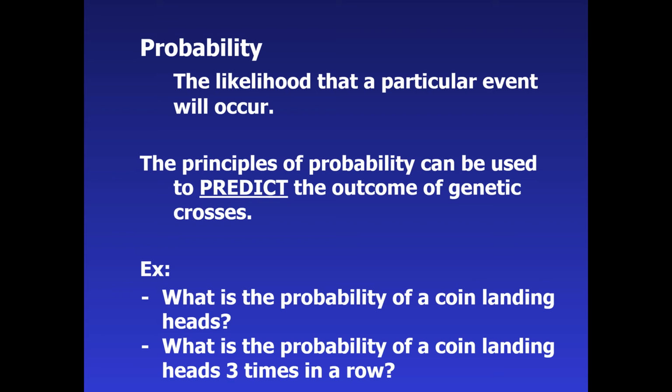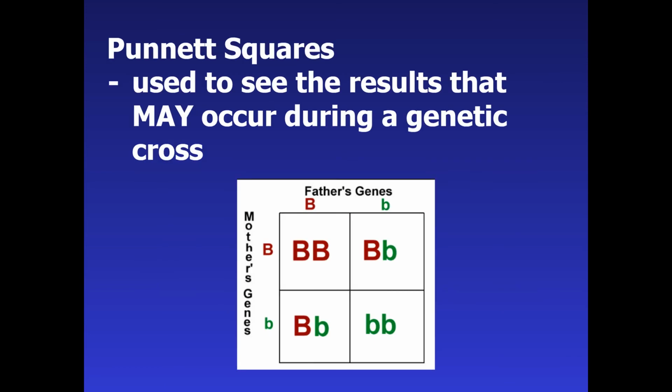So for example, this isn't a biological example, but it's a very, very simple example. What is the probability of a coin landing on heads? Now, you need to know what a coin is. You need to know that there are two sides to a coin, heads and tails, and the probability of a coin landing on heads is 50% because there are only two sides to it. The probability of a coin landing on heads 3 times in a row, however, is a lot lower, just because there are more chances for it to land on tails.